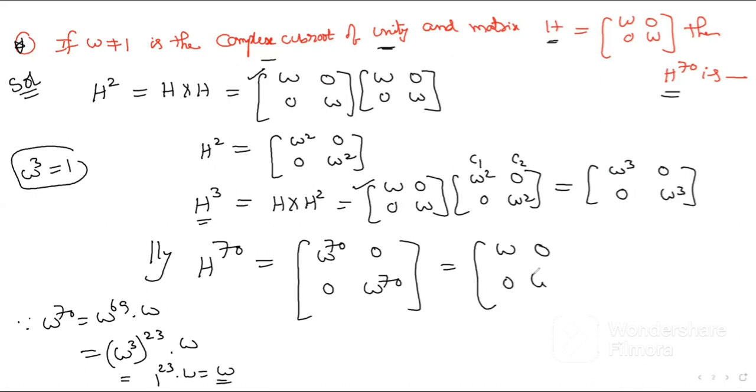So we get omega 0, 0 omega, which is nothing but H. What is the answer here? H.